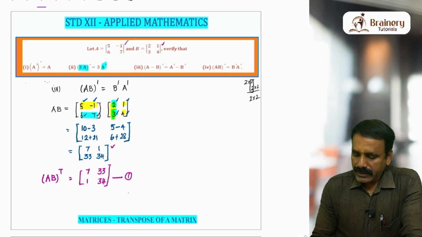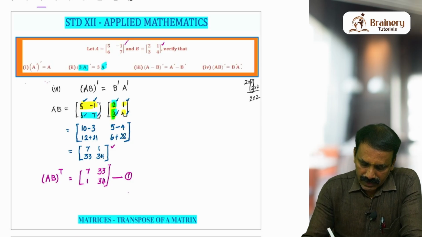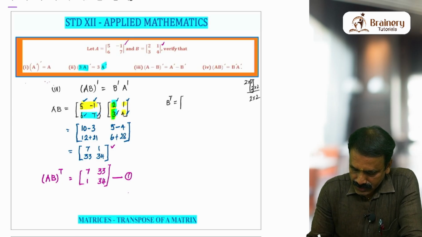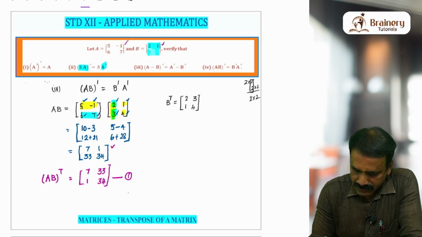Now we are going to calculate the RHS. For the RHS, what are we supposed to find out? We are supposed to find out what B transpose is. B transpose. So the B matrix should be transposed. So it is 2, 1, 3, 4. In the B matrix, the row elements should be converted to column elements. Row elements should be converted to column elements. Okay.